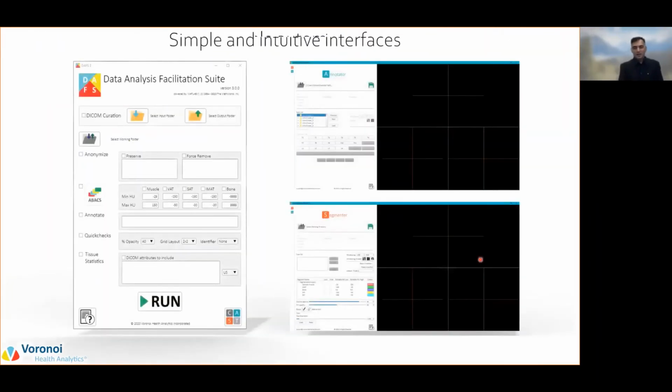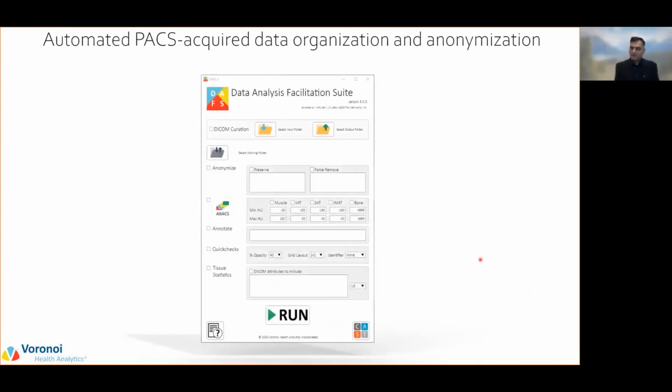So a lot of thinking has gone into designing simple, intuitive, minimalist interfaces. So our interfaces will only provide the tools and the options necessary to perform this work and no more. Very simple. So here's the DAS interface on the left, and here's the annotator and the segmenter interfaces on the right. So DAS, what are some of the key features of DAS?